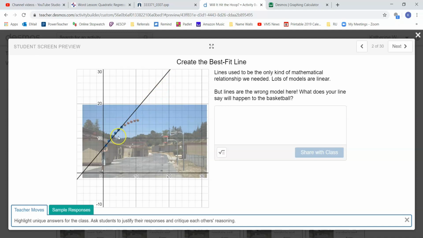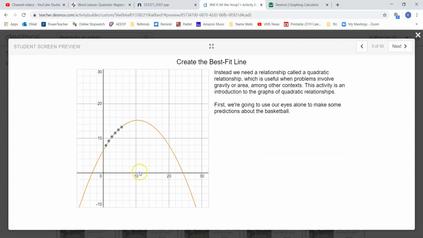The linear regression that we learned before Christmas is not going to do very well here, because if this were a line, the basketball would be shot and then would just continue flying off into space. But we know that that's not what a ball does here on Earth, right? Again, because of gravity. So we're going to look at what quadratic regression would look like, a curve of best fit, if you will, instead of a line of best fit. And we're going to make some predictions about this basketball.